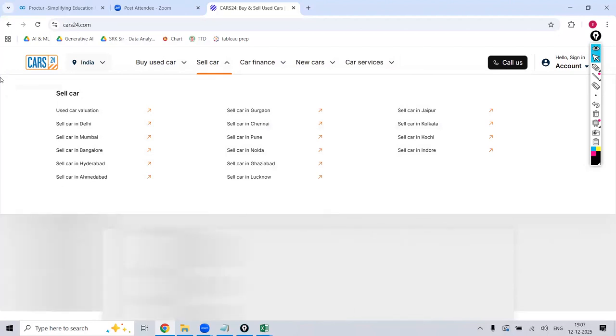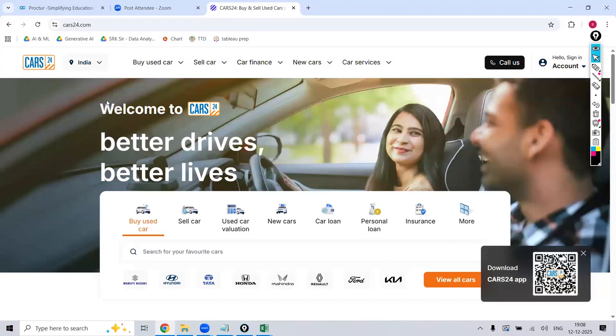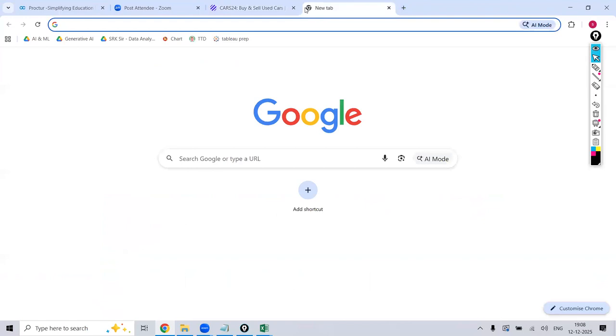Based on multiple parameters. What is the backend? An ML project. This cars24.com website is completely an ML project. Not only the website, the company only depends on ML and AI. Not only this company, sir, cars24.com, OLX also, but that is individual to individual, person to person.